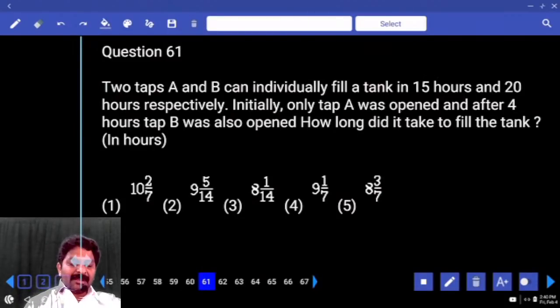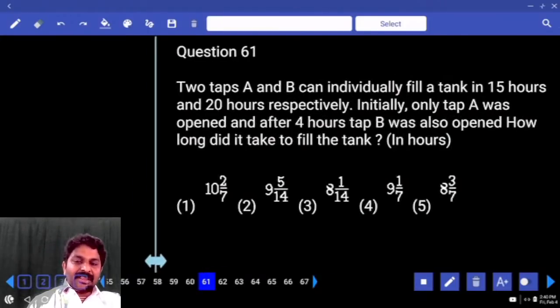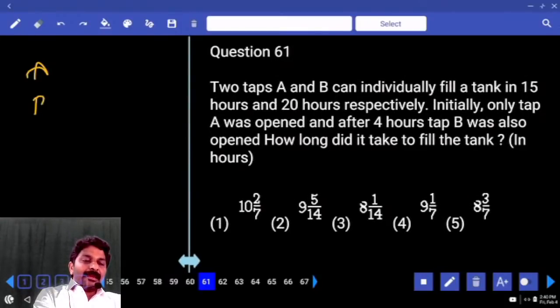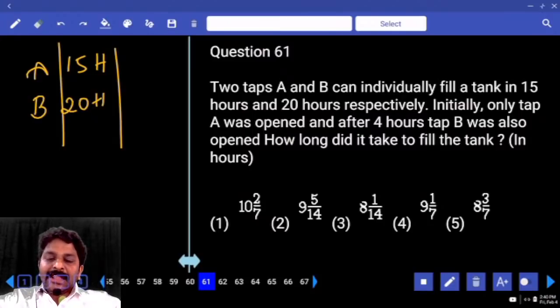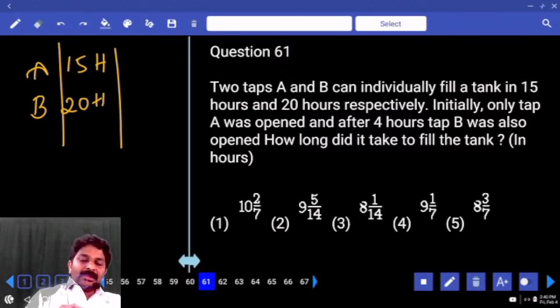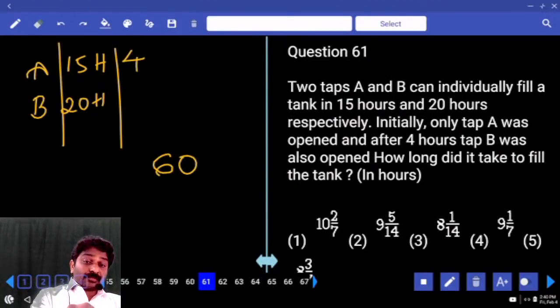2 taps, A and B, can individually fill a tank in 15 hours and 20 hours respectively. A, B, 15 hours and 20 hours. Both are inlets only. Only tap A was opened. After 4 hours, tap B was also opened. How long did it take to fill the tank? Okay, right. Now, what is the LCM of 15 and 20? 60.